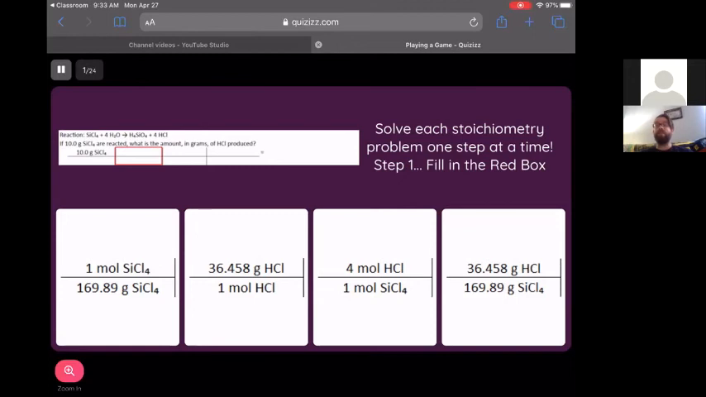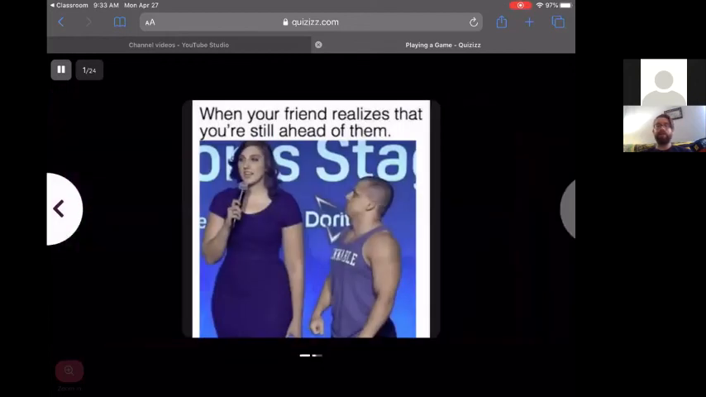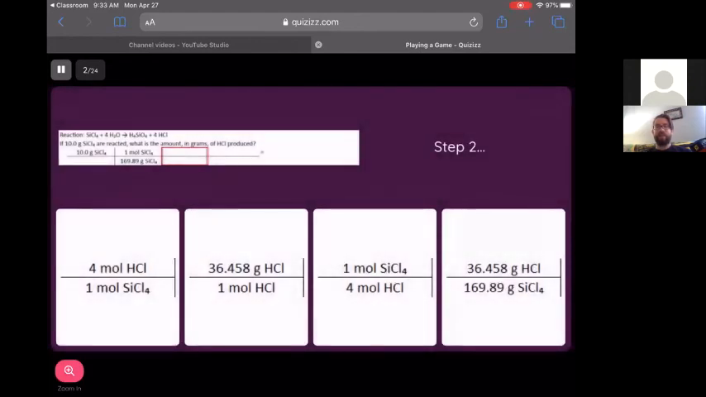169.89, that I get from adding Si plus 4 Cls, and I'm going to be going to moles of SiCl4, not to grams of HCl, because I can't go there right away. So instead, I'm going to use this first question, and it'll tell me that it's right, okay? You get your little meme, yay, okay, awesome.